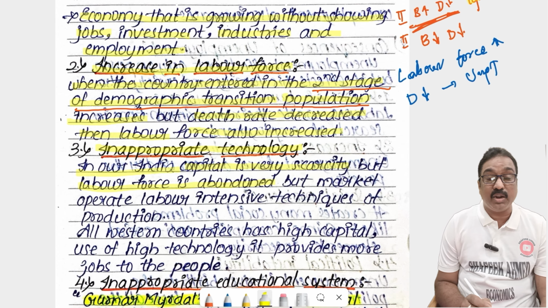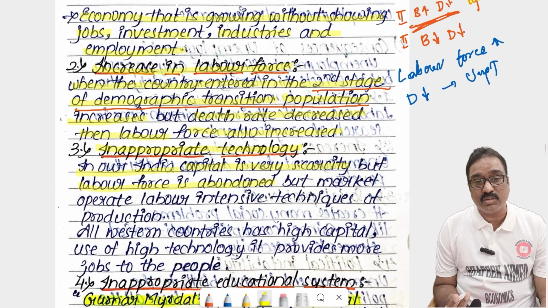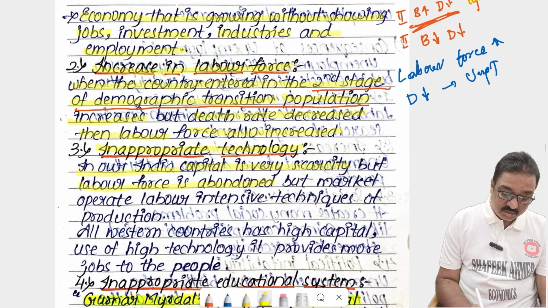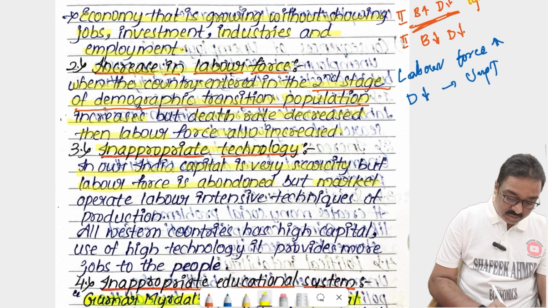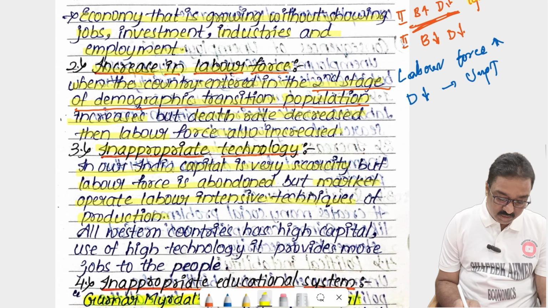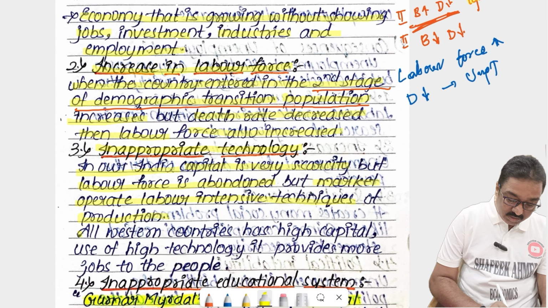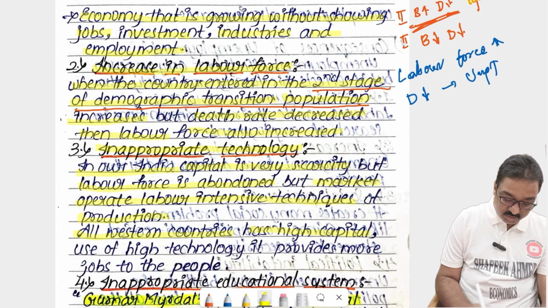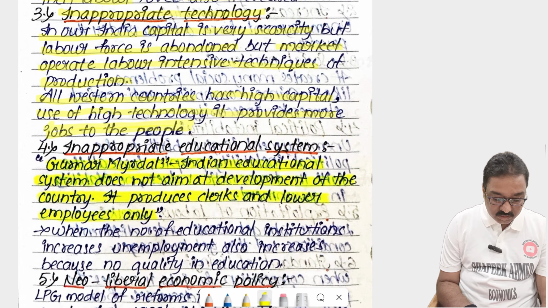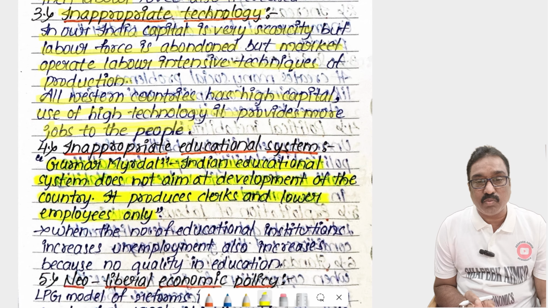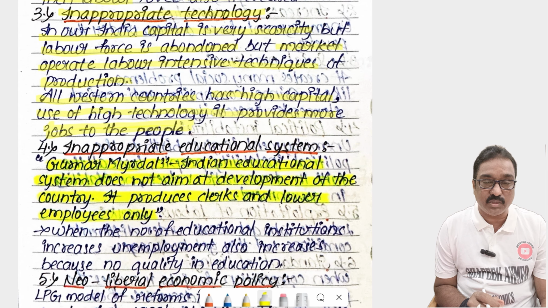But there is abundant labor. Abundant means unlimited labor is there. So the market is operating labor-intensive techniques of production. In all western countries, which have high capital, there is use of high technology. It provides more jobs to the people. When a country uses more technology, it provides more employment opportunities to the people.